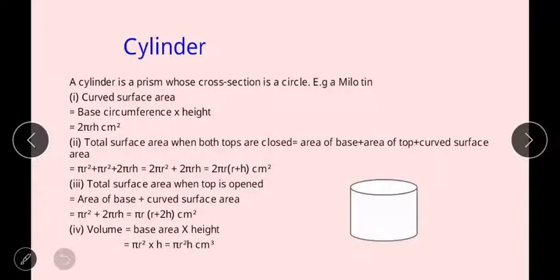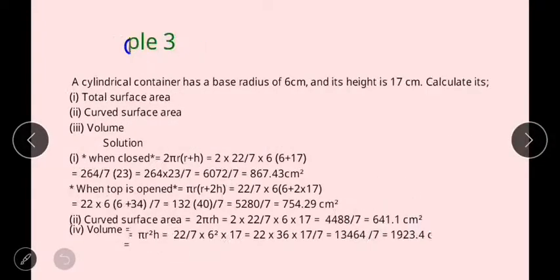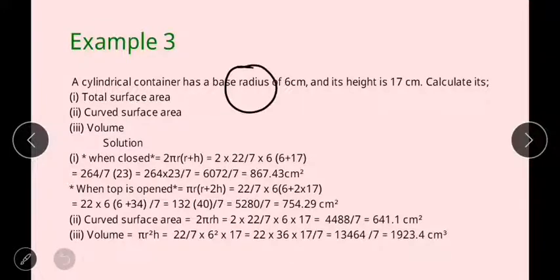Let us have an example for better understanding. Example 3 says, a cylindrical container has a base radius of 6. Radius is the r that we've been seeing from the former formula. Are we together? The radius is the r that we've been seeing. So now the base radius is given as 6 centimeters and its height is given as 17 centimeters. 1. Calculate its total surface area. 2. Calculate its curved surface area. 3. Calculate its volume.